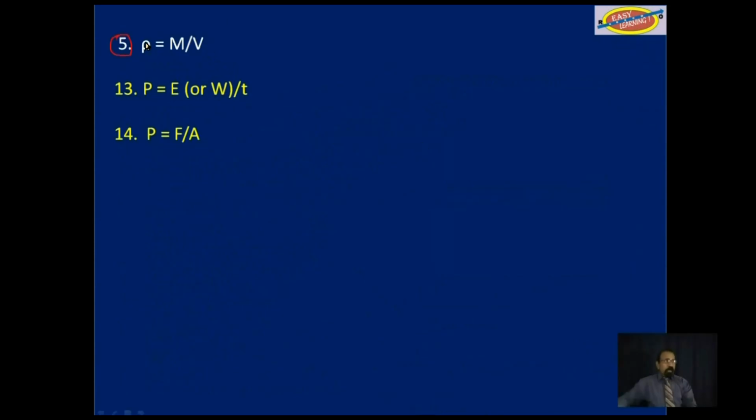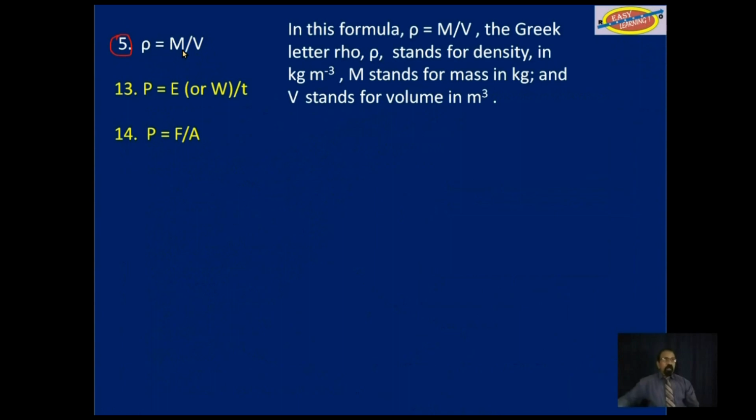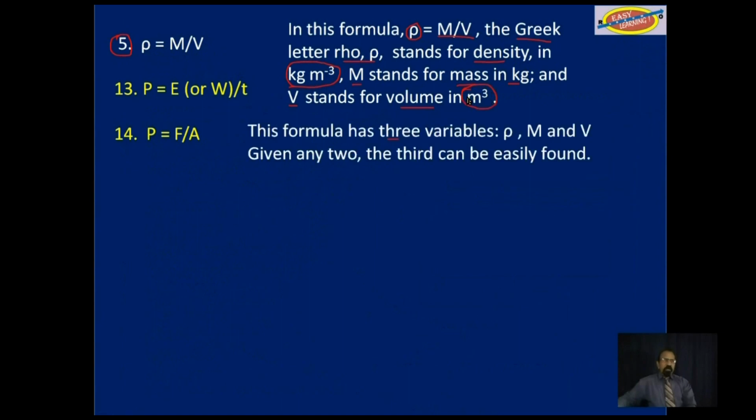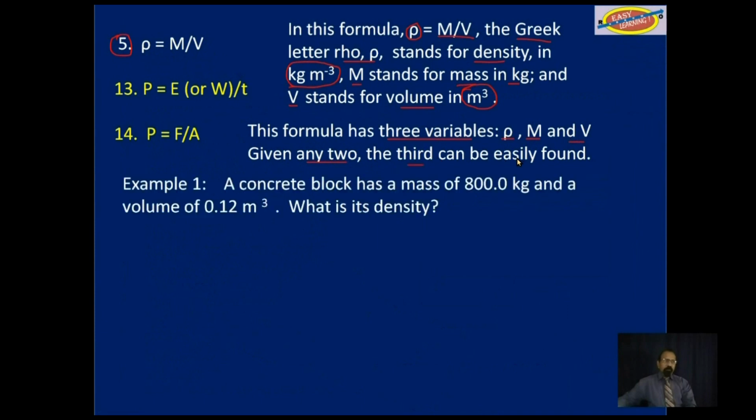So we begin by looking at formula 5. In this formula, rho is equal to M divided by V. And the Greek letter rho stands for density in kilograms per cubic meter. M stands for mass in kilograms, and V stands for volume in cubic meters. This formula has 3 variables, rho, M, and V. Given any 2, the third can be easily calculated.